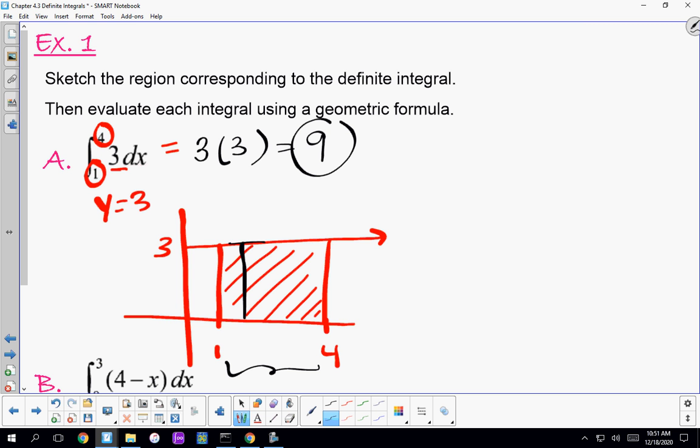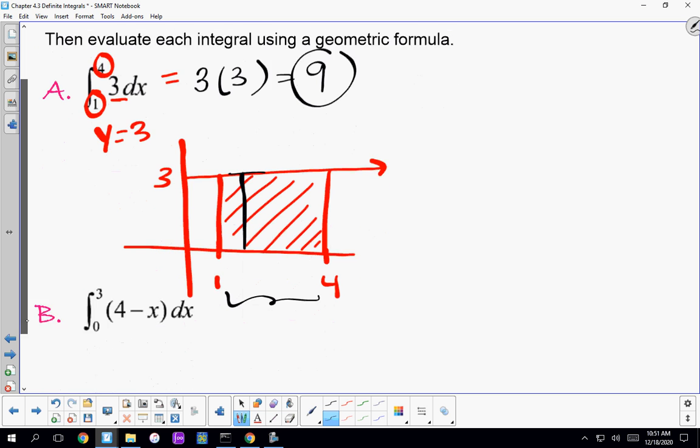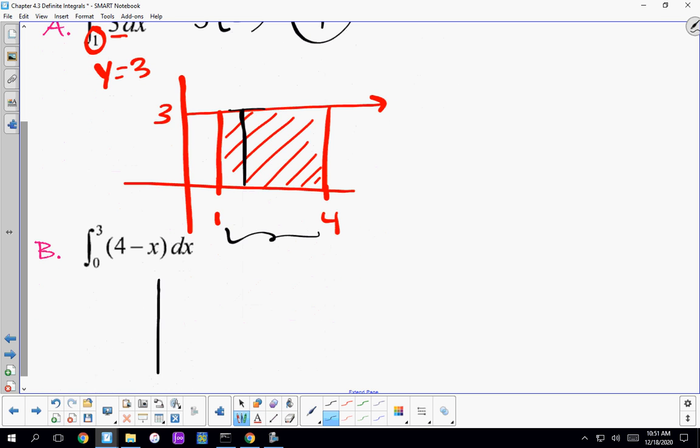Obviously, most shapes are not going to be nice, pretty geometric shapes. Here we have another one. This is 4 minus x, so it's going to look like that. And they want me to calculate the area between 0 and 3. So my shape here is a trapezoid. So here I would use the formula for the area of a trapezoid to calculate that integral.